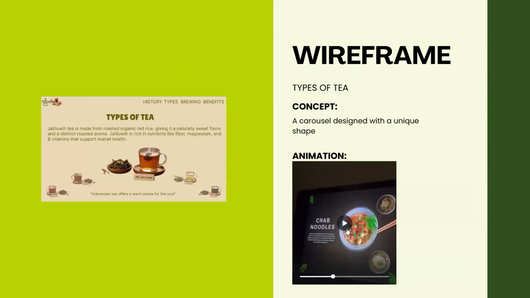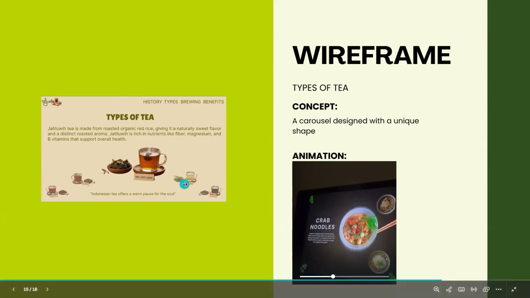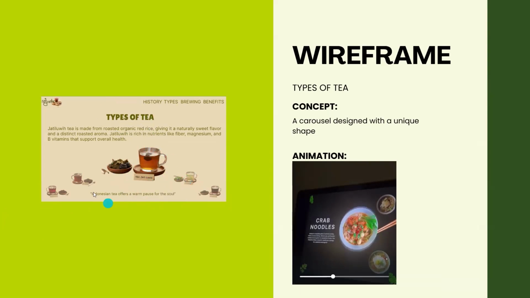Next is the types of tea. So the concept is a carousel designed with a unique shape. This is actually a carousel, but I made it more interesting by designing it like this. This can be clicked, this one also can be clicked, all of this can be clicked. The one that is clicked will be displayed at the center and will be the biggest one. So this is the animation reference.